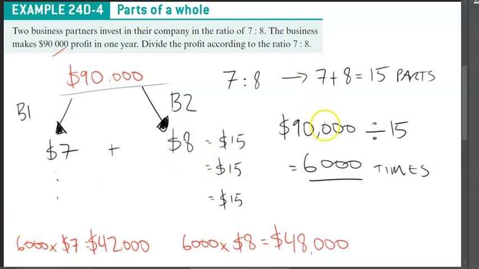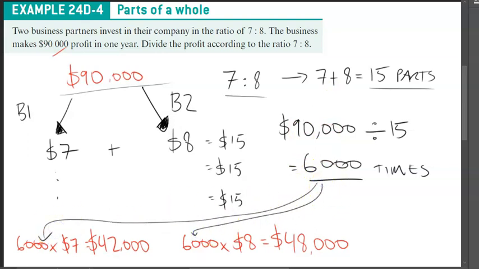Okay. So how do we do this again? We looked at the ratios 7 to 8. We added up the total parts, which was 15, and this 15 was divided into 90,000 to see how many times we have to distribute this out. In this case, it was 6,000. So 6,000 over here and 6,000 here.